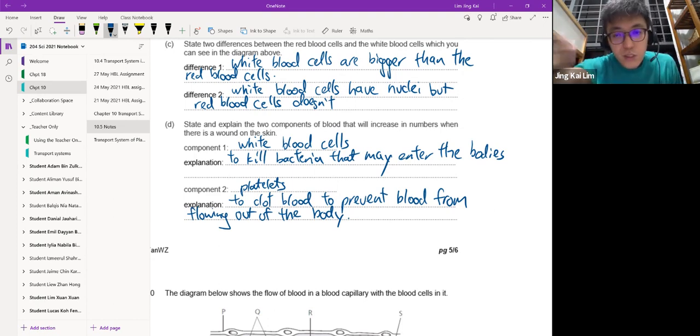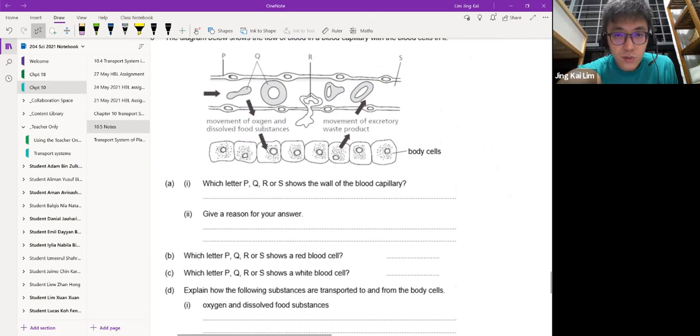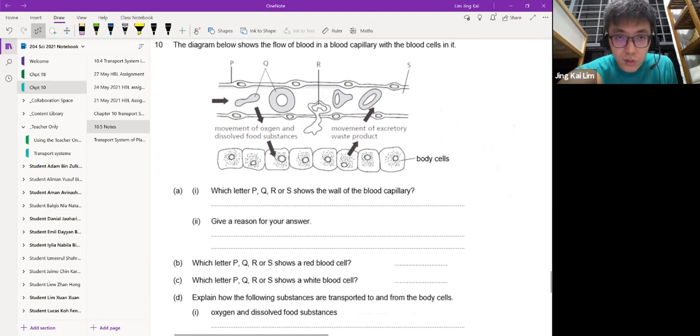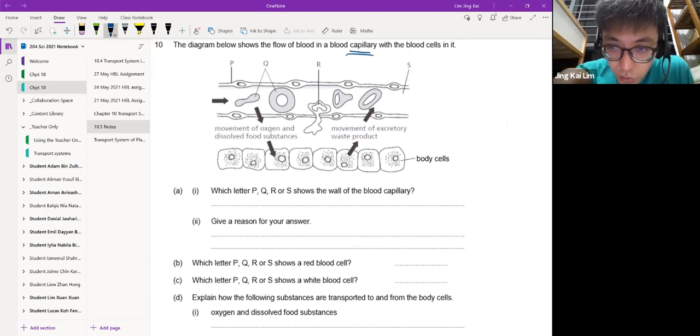Okay, so we have all these things to protect us, right? So please remember a little bit of all these things. So if you look at this particular question, what is it trying to say? The diagram below shows the flow of blood in a blood capillary with the blood cells. Okay, so this is a capillary tube. Okay, so that means it's very thin, right? So let's look at it very carefully.